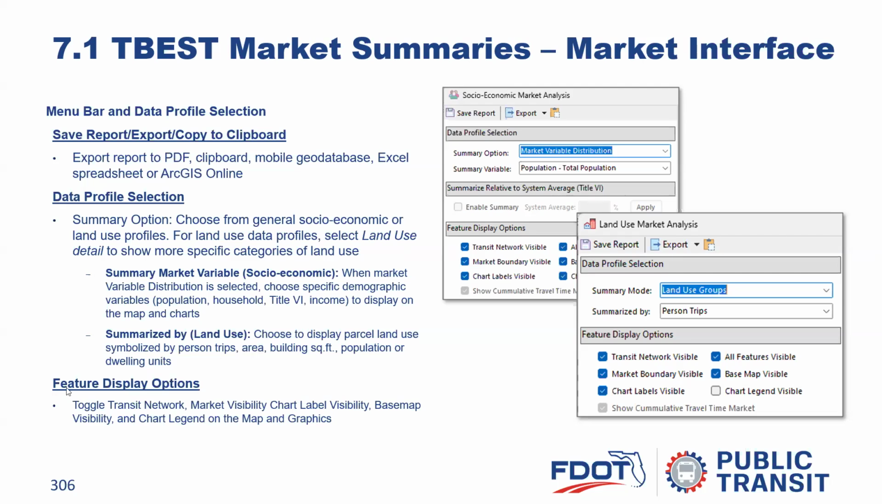dwelling units. And then the feature display options, you can toggle, as I mentioned, the transit network, market visibility chart, labels, the base map visibility, the chart legend, and maps and graphics.